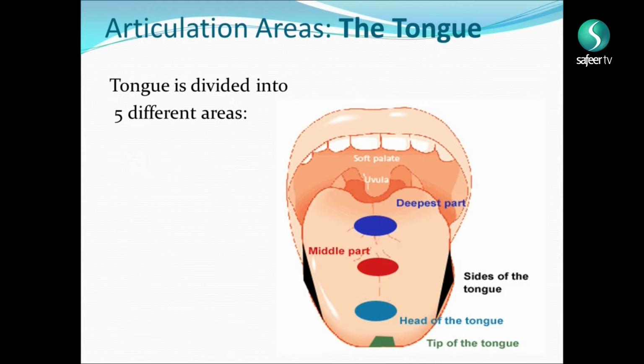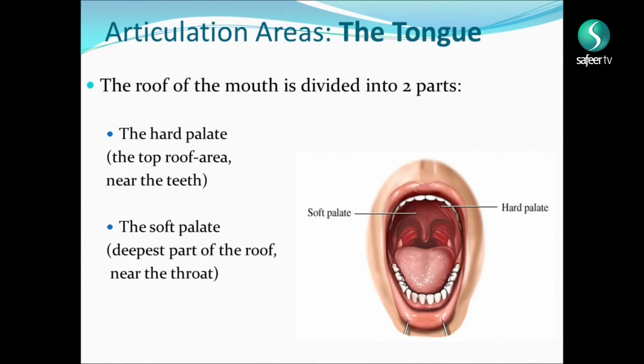We go to the next slide, and in the next slide you see the roof of our mouth is divided into 2 parts. That's very important to know. The roof of our mouth is divided into 2 parts: the hard palate, which is the top roof area near the teeth, and then the soft palate, the deepest part of the roof near the throat. So we know where the palate is soft and where the palate is hard.